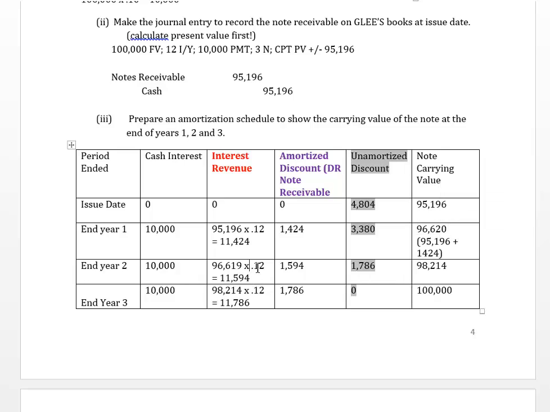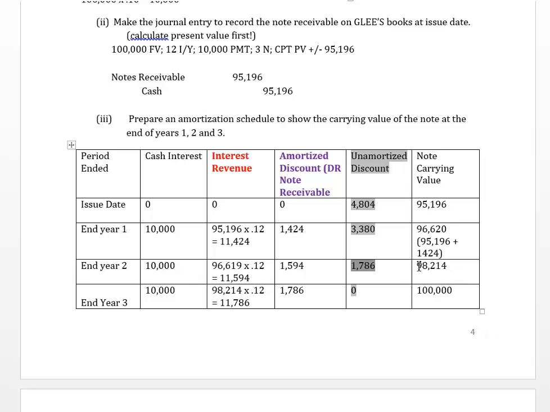We multiply it by 12% to get our interest revenue. We compare that interest revenue to the cash interest that we as Glee would receive, because again, it's an interest-bearing note and we're going to use the coupon to calculate the amount of interest we get. We compare those two amounts and we can see that the amount of discount that we're going to amortize, or the debit to the note, is the difference, $15.94. So now we're only going to have $17.86, or $33.80 less $15.94, which is $17.86 left of unamortized discount.